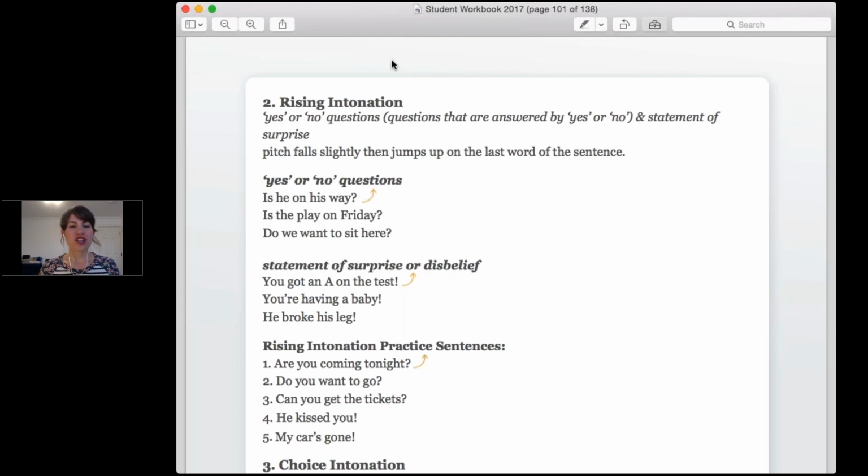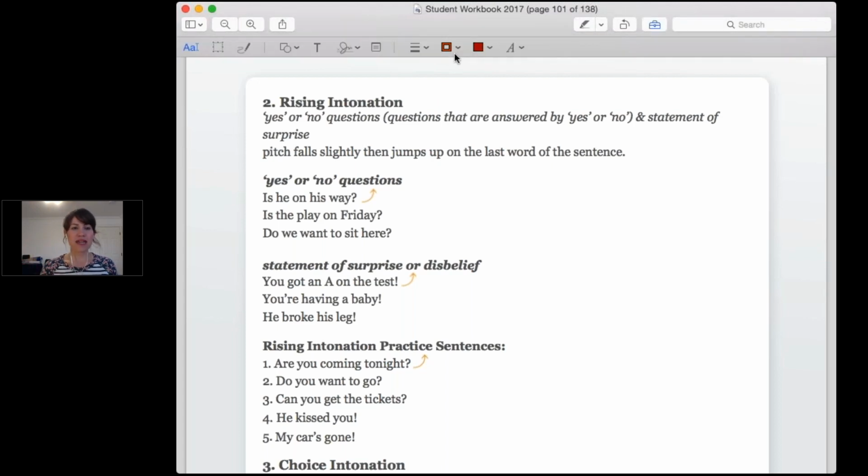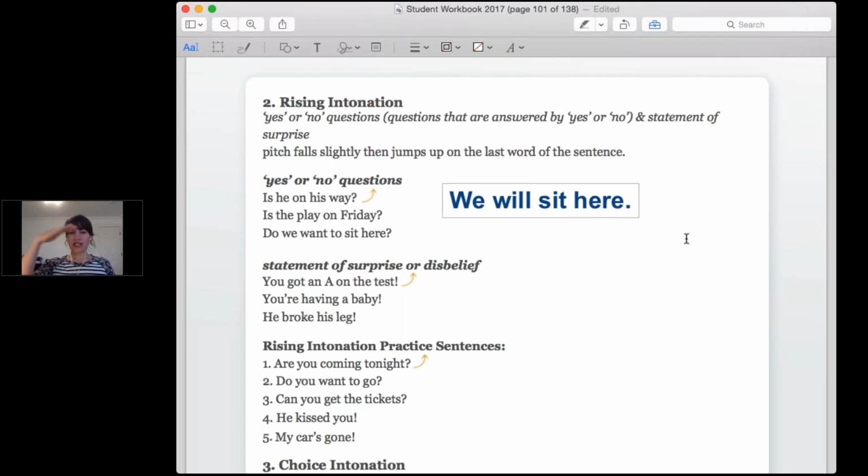One thing I want to mention too. Sometimes we have sentences that could be a statement or it could be a question, depending on how we use intonation. We will sit here. If I said, we will sit here, and you hear that falling intonation, we will sit here. Kind of goes down, it's just a statement.